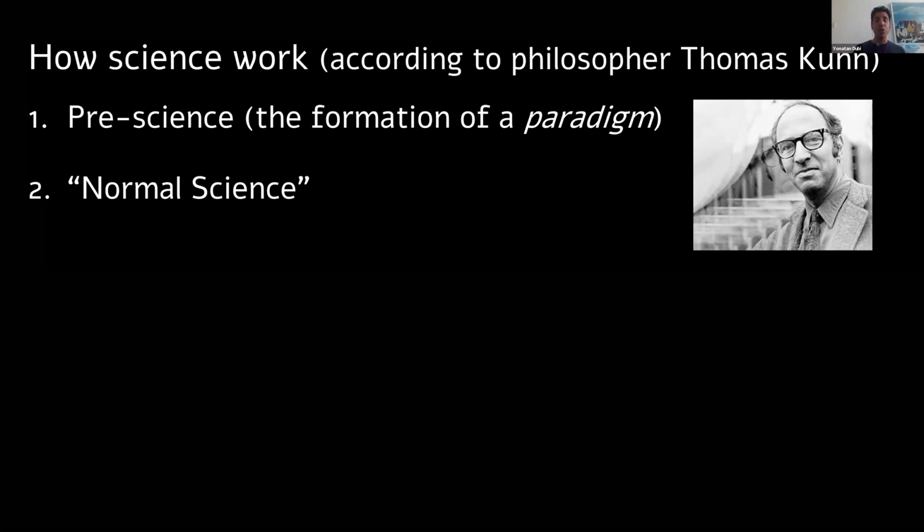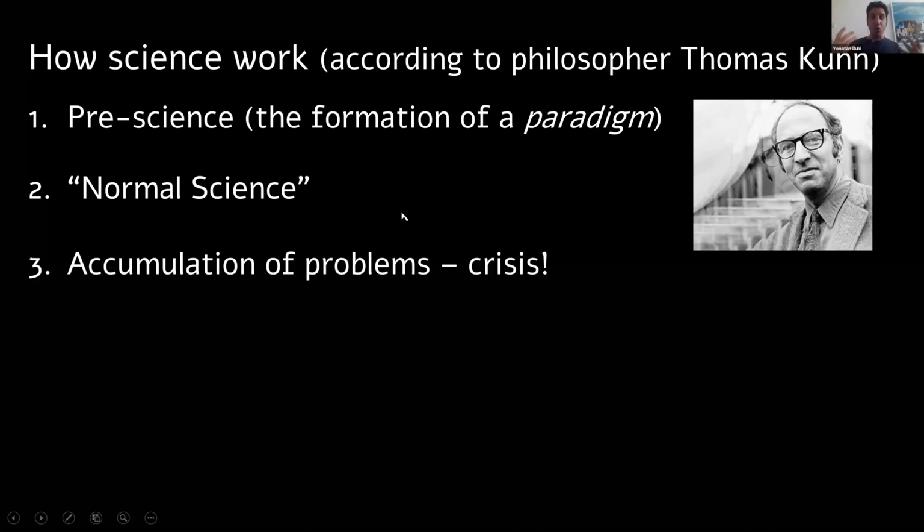And then people started doing normal science. What does that mean? That means collecting observations. For example, the motion of other planets or the motion of other celestial objects like comets and so on. And then there's an accumulation of problems and a crisis. What is a crisis? A crisis is the situation where there are many observations which cannot be explained with the old paradigm.